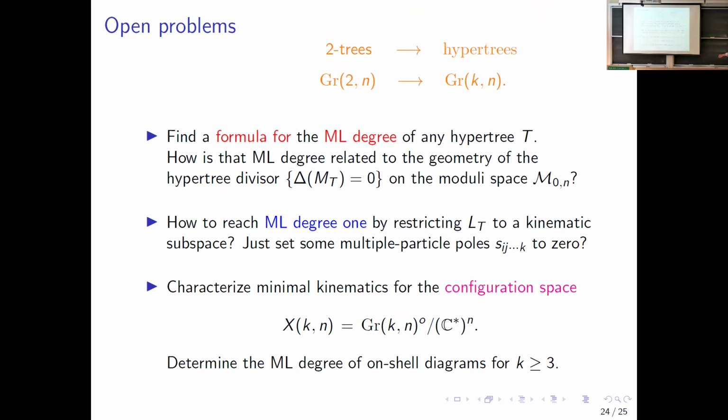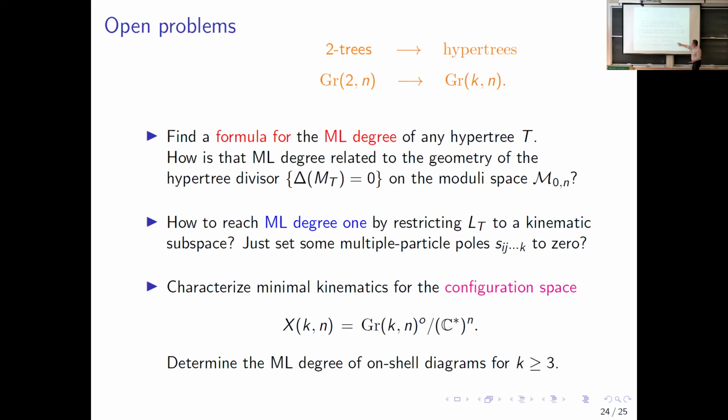So here are a couple of questions. Find a formula for the ML degree of any hypertree. How is this ML degree related to the geometry of the hypertree divisors? So the hypertree divisors, they were the heroes in the Kastravet-Tevelev story where they advanced the birational geometry. For larger K, how can you reach ML degree 1? By restricting to other subspaces.